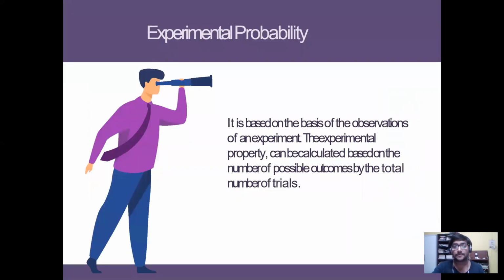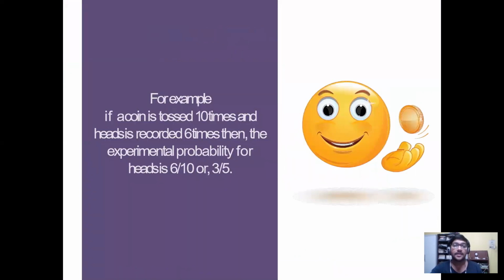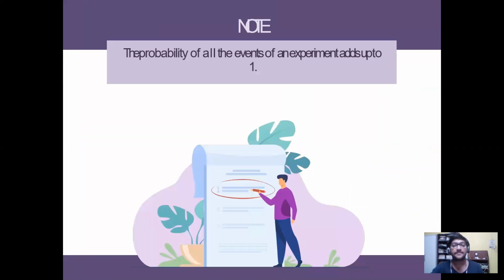Whereas experimental probability is based on the observation of an experiment. The experimental probability can be calculated as the number of times the outcome occurs divided by the total number of trials. For example, if a coin is tossed 10 times and the head is recorded 6 times, then the experimental probability for head is 6 by 10, or 3 by 5.